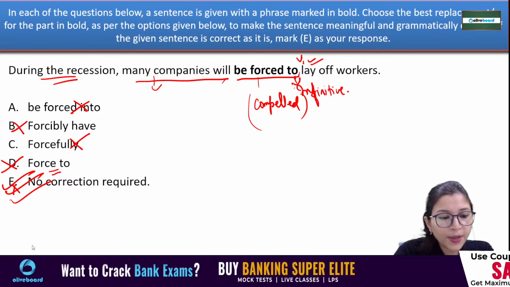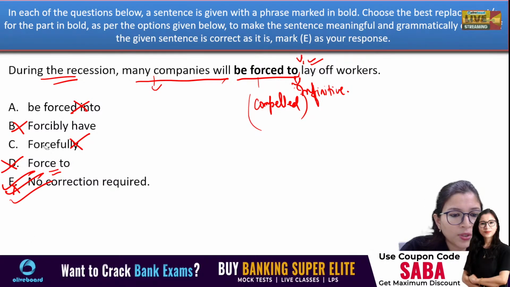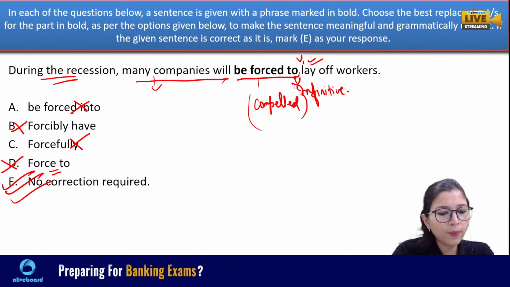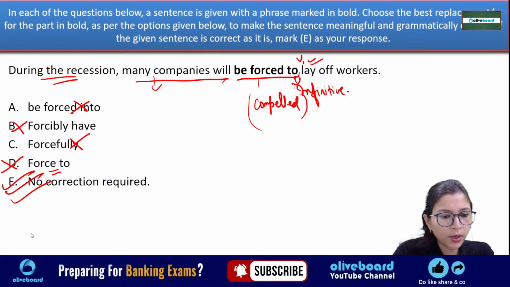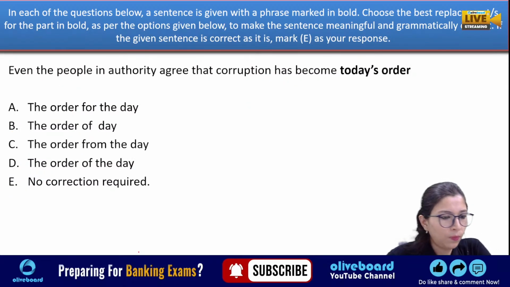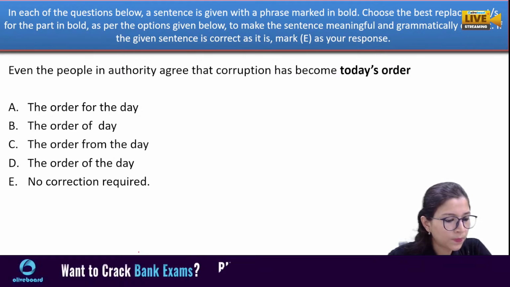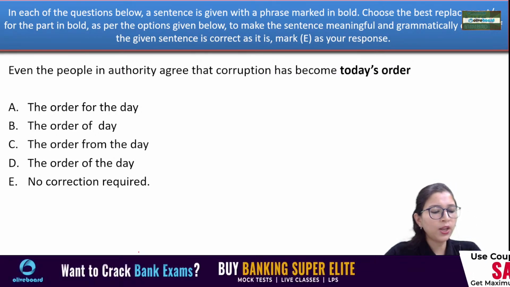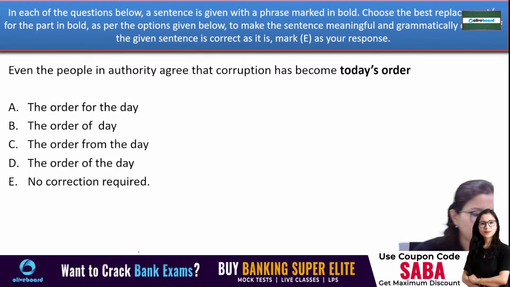I hope you got the sense, because अगर आप without sense देखेंगे तो फिर आपको सब सही लगेगा. But if you go as per the context, it will be only E. They will be forced to lay off workers. Okay. Next question. Yes, they have no option but to lay off the employees. Correct.